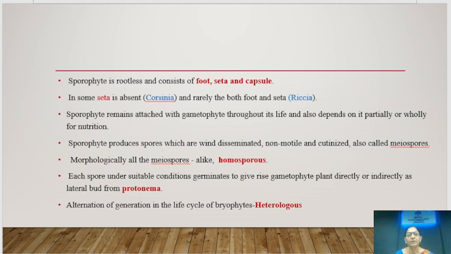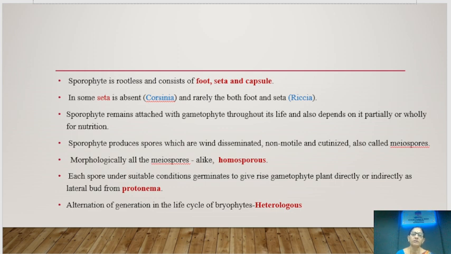The sporophyte, which is diploid, always remains attached to the gametophyte, the parental plant body, throughout its life, and is partially or completely dependent for nutrients on the haploid plant body. The sporophyte produces spores, which are disseminated by wind. These spores are non-motile and cutinized and are called meiospores.